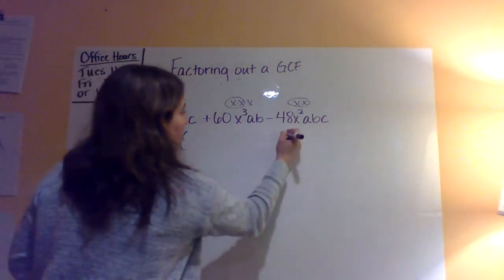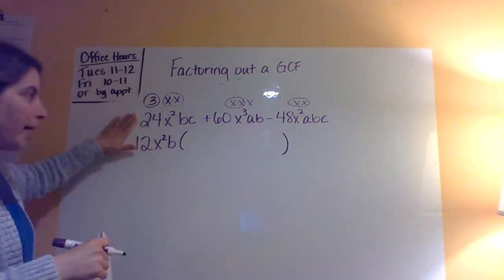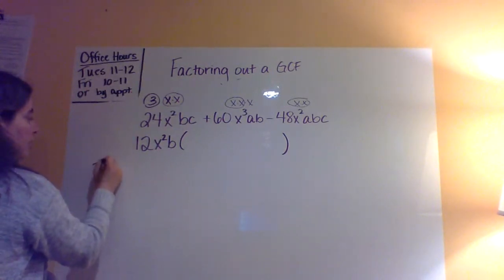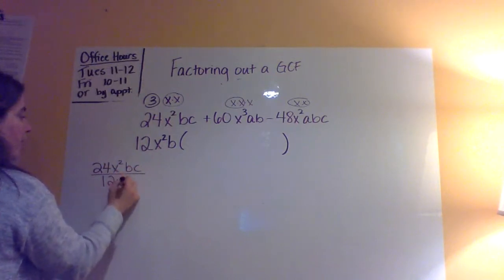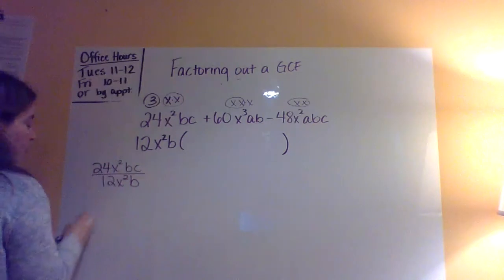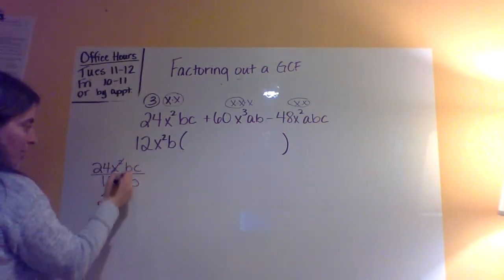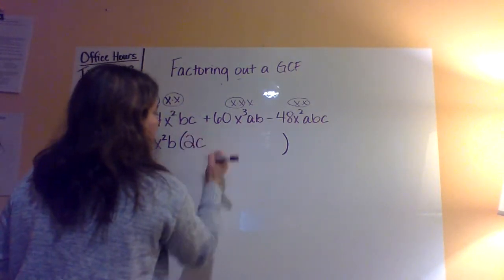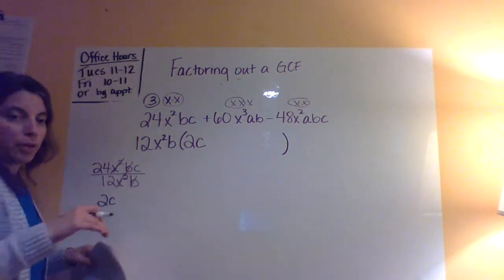So now I'm going to have 3 terms here to get me back to this, right? So we can write out 24 x squared bc over 12x squared b. 24 divided by 12 is going to be 2. X squared divided by x squared is going to cancel out. Same with b. I have c. So I have 2c.